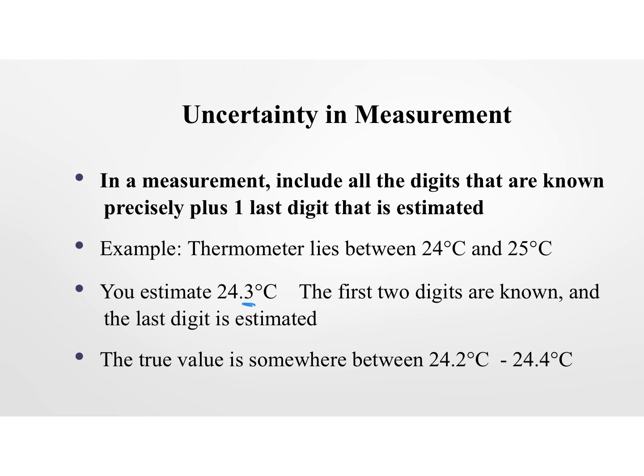And so this digit becomes our uncertainty. So our true value is 24.3 degrees Celsius, plus or minus, in this case, a tenth, because your guess is in the tenths place. So what that means is the true value is somewhere between 24.2, because I subtracted a tenth, and 24.4, because I added a tenth. Will we ever know the true value of the liquid? We just know that it's somewhere between 24.2 and 24.4. And that's what this number means.